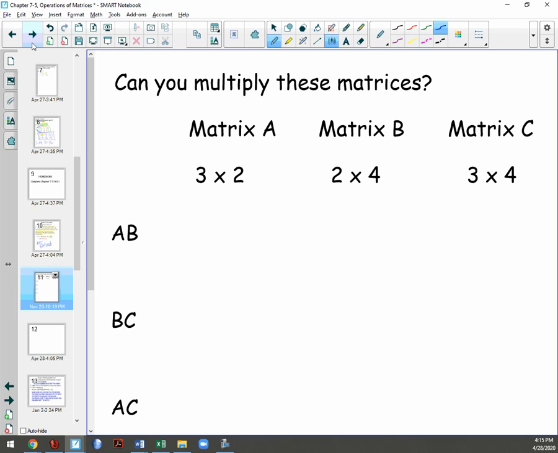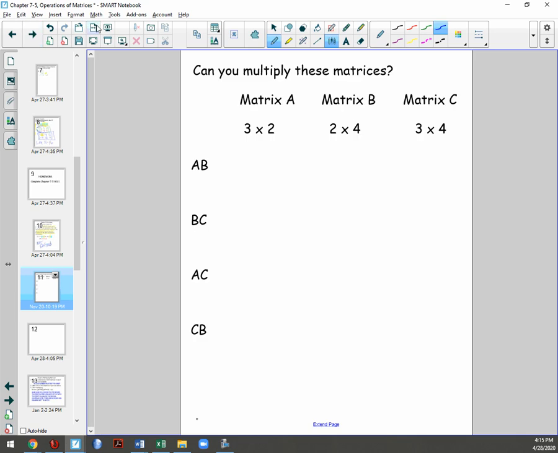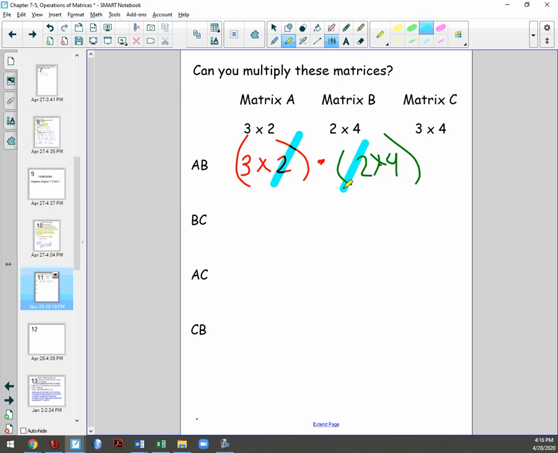An example: can you multiply these matrices together? Matrix A's dimension is a 3 by 2, matrix B's is a 2 by 4, and matrix C's is a 3 by 4. If I want to take A times B, I'm multiplying a 3 by 2 by a 2 by 4. They're right beside each other and the middle numbers cancel out, which means yes, I can, and the end result is going to be a 3 by 4.